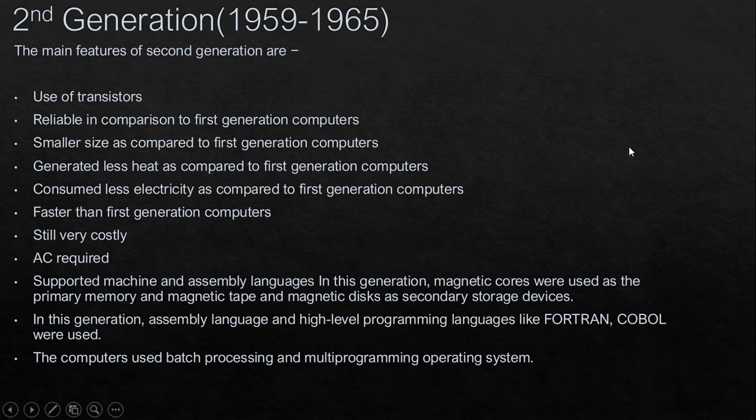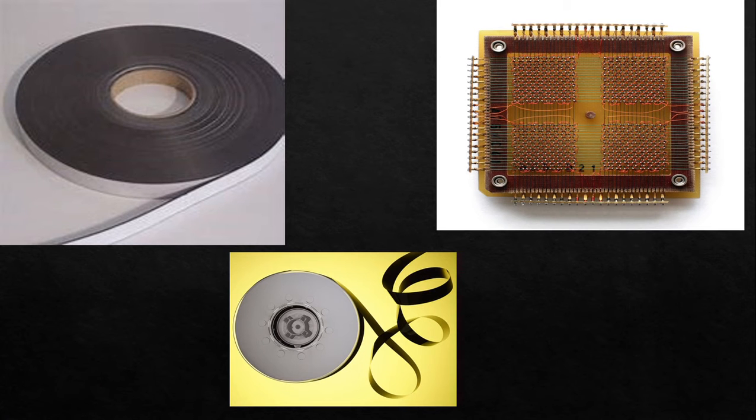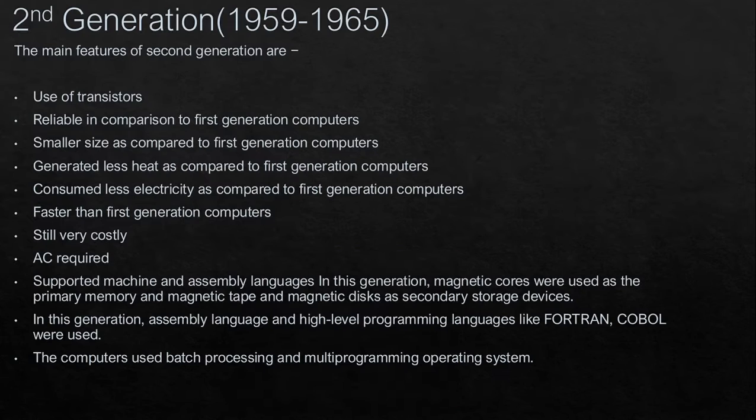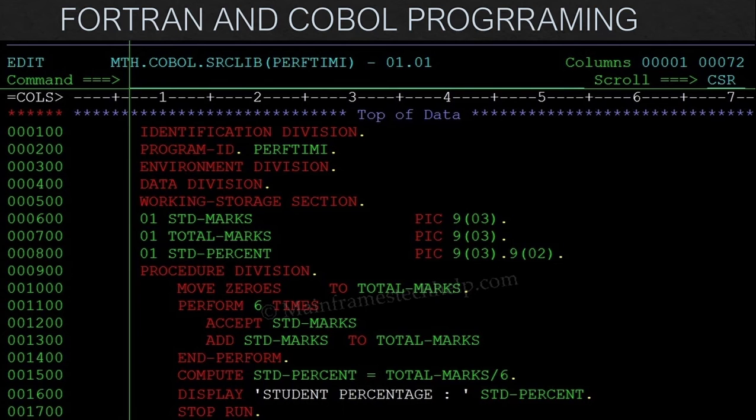And what are the storage devices used? Magnetic cores were used as the primary memory. Primary memory means RAM, magnetic cores, magnetic tape and magnetic disk. See, this is magnetic tape and this is magnetic disk. And that's all. See, this is a sample of Fortran and COBOL programming language.